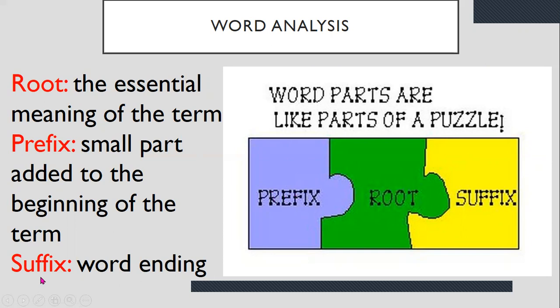A suffix, on the other hand, is a word ending. A suffix will come at the end of the word. So prefix, root word, suffix. Please note, there may be more than one suffix.